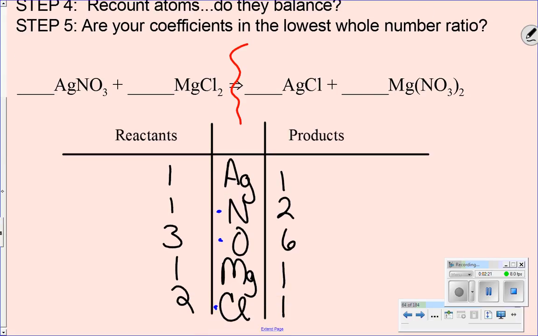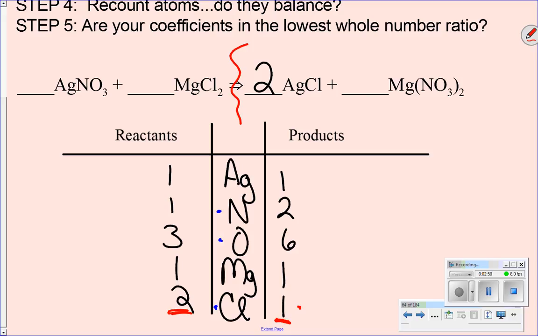So I'm going to start by looking at chlorine. I think that's a good thing to look at first. On the left side of my equation, I have 2 chlorines. On the right side, I have 1. This tells me I need more chlorines over here. So in order to get more chlorines on the right-hand side, I'm going to go ahead and put a 2 right here. So I'm allowed to put a coefficient in that blank.